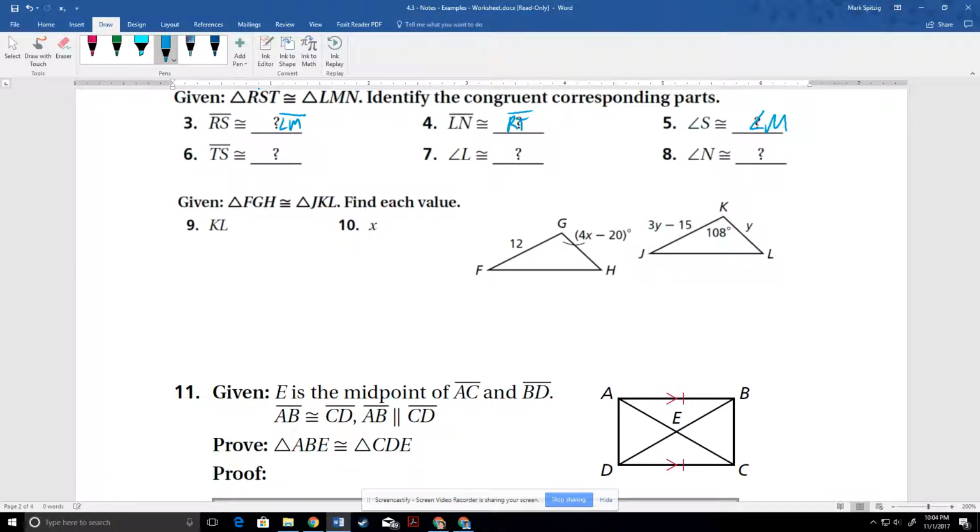We have TS, which is these two. TS would be NM. Angle L would be angle R. So it doesn't matter which direction we're going in from one triangle to the other. Angle N would be angle T.